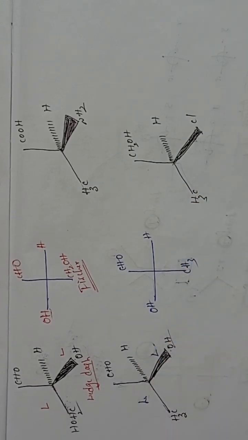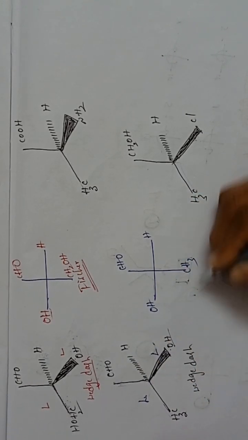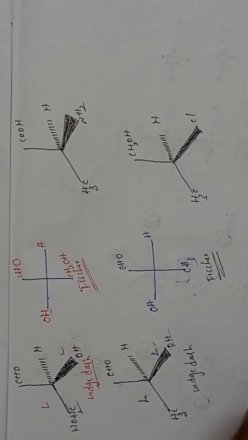Very easy. Understood? So which formula is this, students? The Wedge-Dash formula. Which formula is this, students? The Fischer formula. Okay. Very easy.